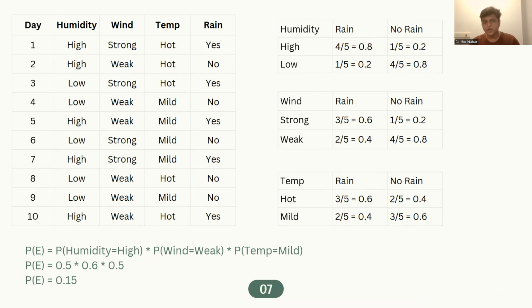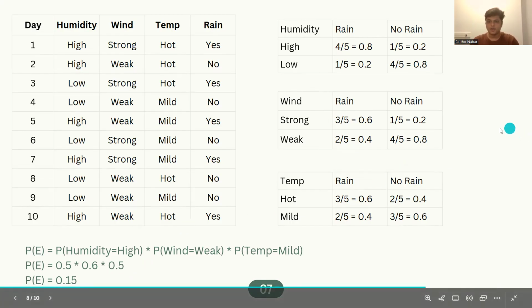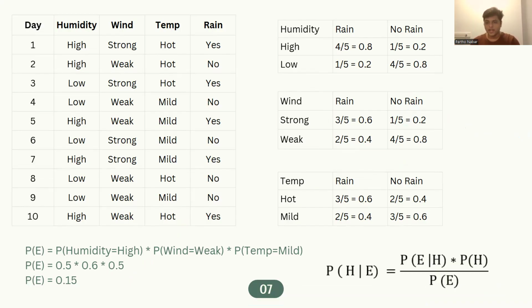But wait, do you recall what P of E is? And where have we seen it before? Well, we have seen it in this formula, the naive Bayes theorem. We have it in the denominator. Now the thing that remains is the numerator. So let's calculate that.